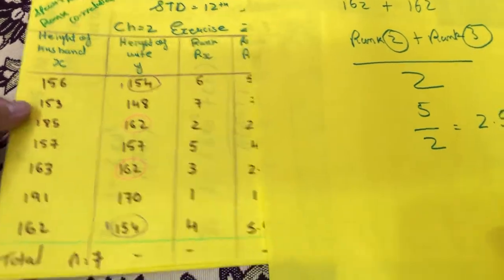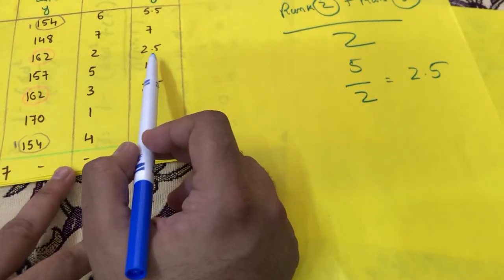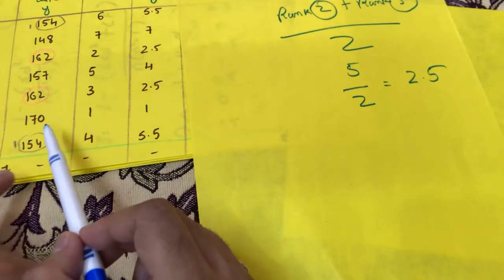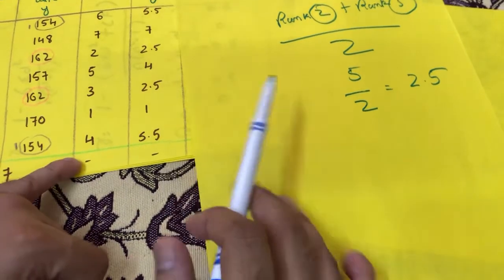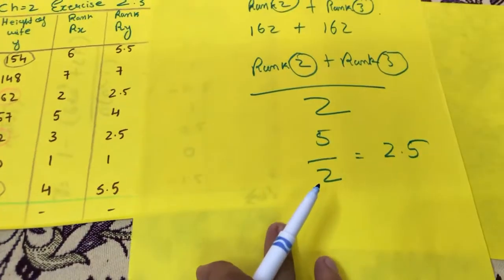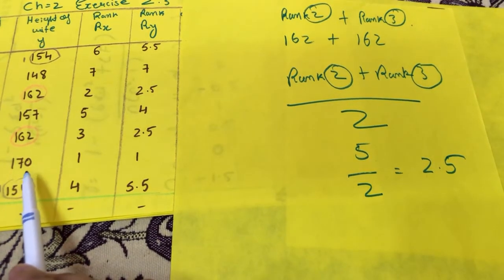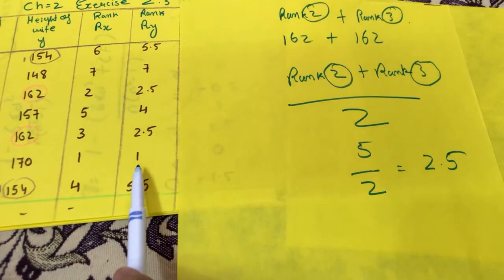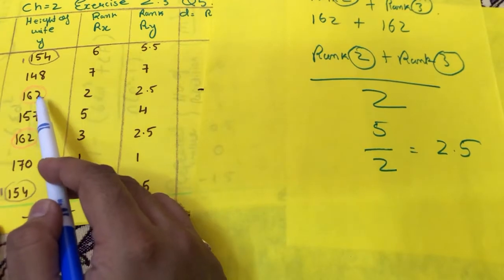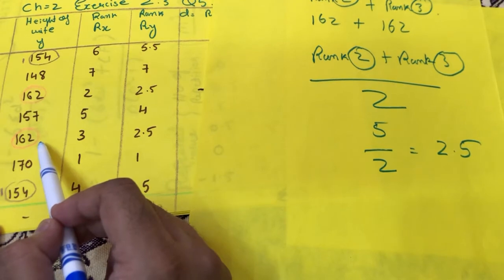Okay, so let us see over here. Here in place of 162, I had written 2.5, and here also I had written 2.5. That means rank 2 and rank 3 are already given. Again I am speaking. See over here, in column Y, the biggest number is 170, so we had given rank 1. Now the number smaller than 170 is 162. Means here we will give rank 2, and here we will give rank 3.